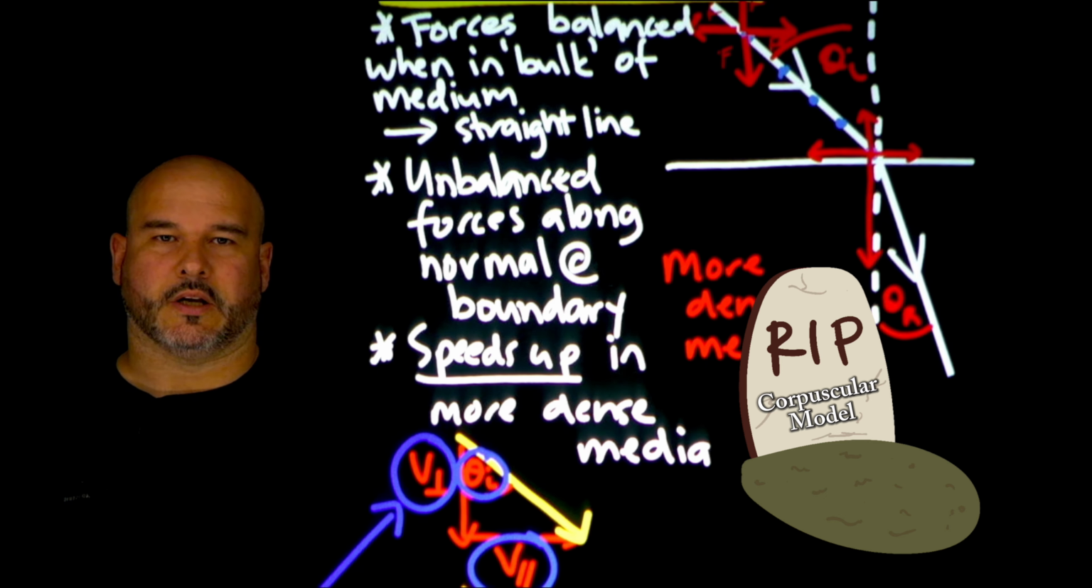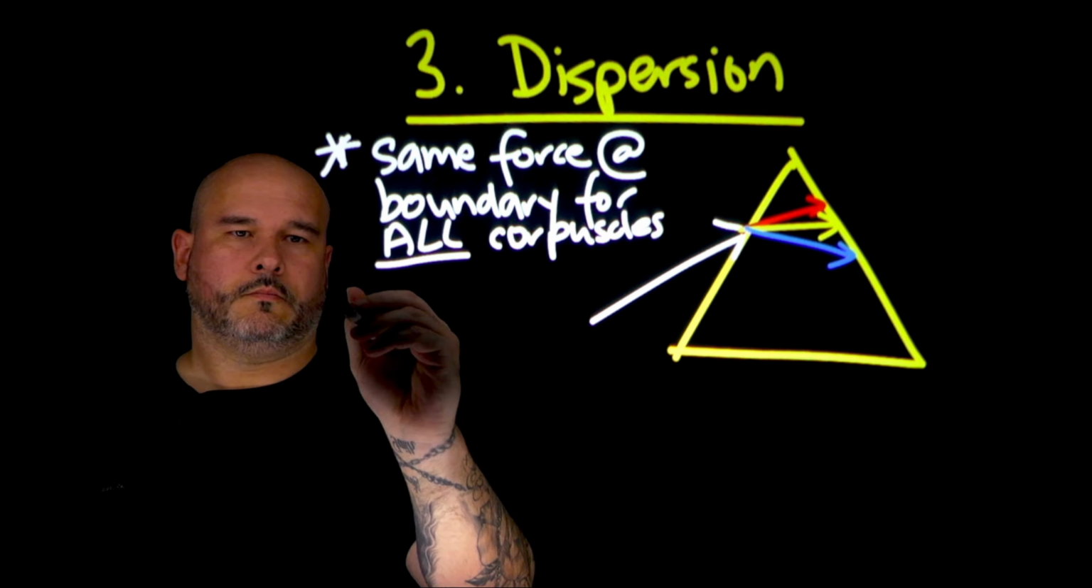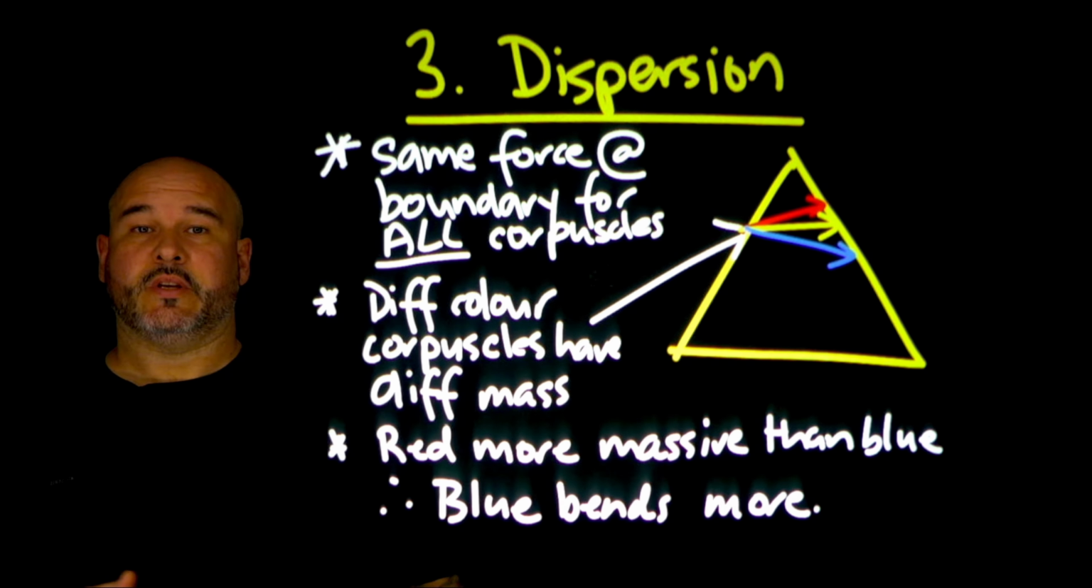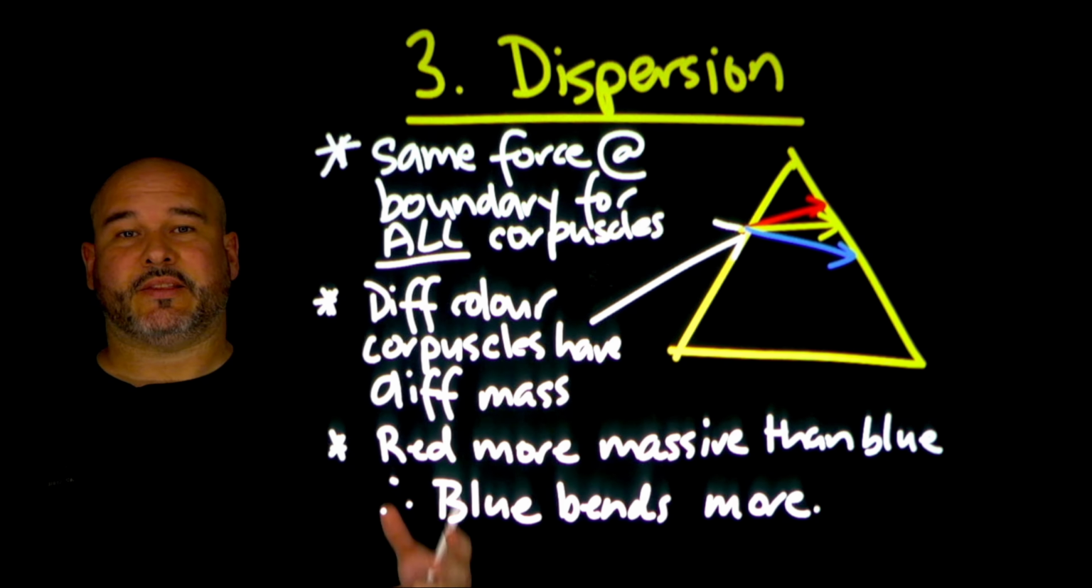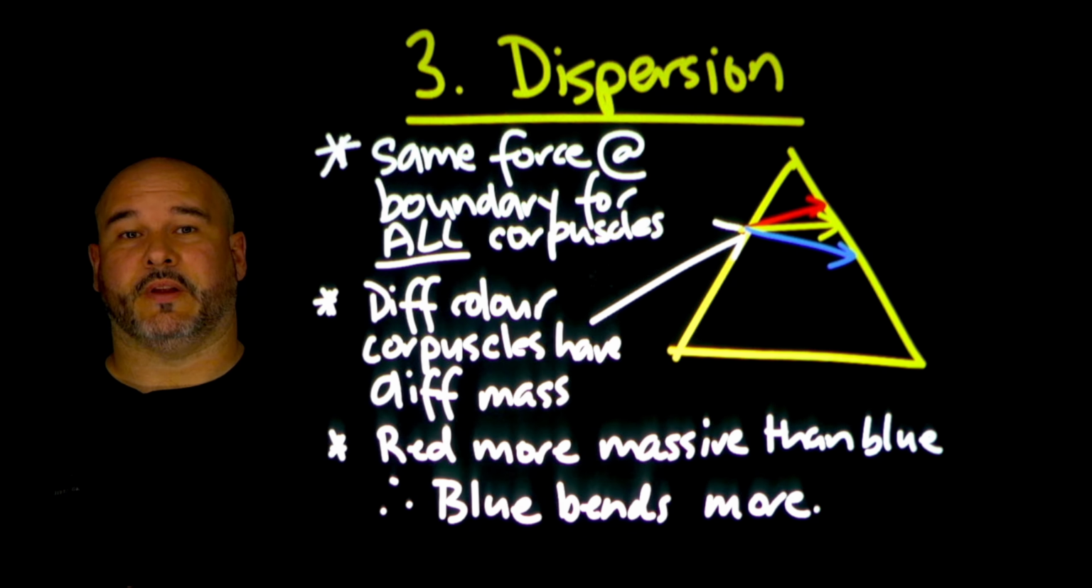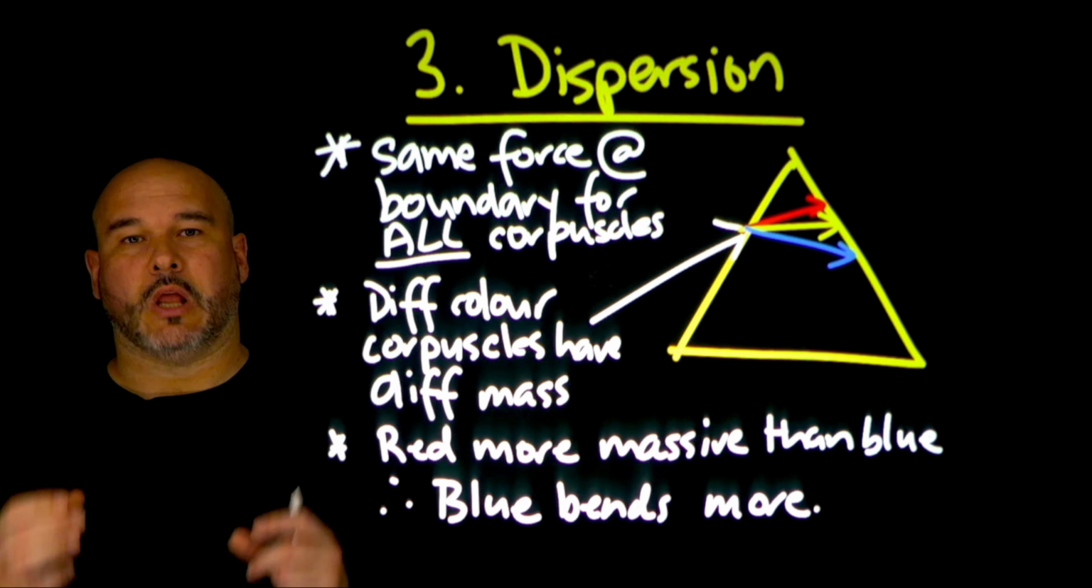So what else was Newton's model able to explain? So how was Newton's model able to explain dispersion? Remember Newton said that the corpuscles have negligible mass, not zero mass. The idea behind dispersion is that at the interface, all of the corpuscles experience the same force. However, different corpuscles actually had different masses. So he essentially says at the interface, seeing as they're all experiencing the same force, the one with the lowest mass will deflect the most. Seeing as blue deflects the most, it must be the corpuscle with the lowest mass.